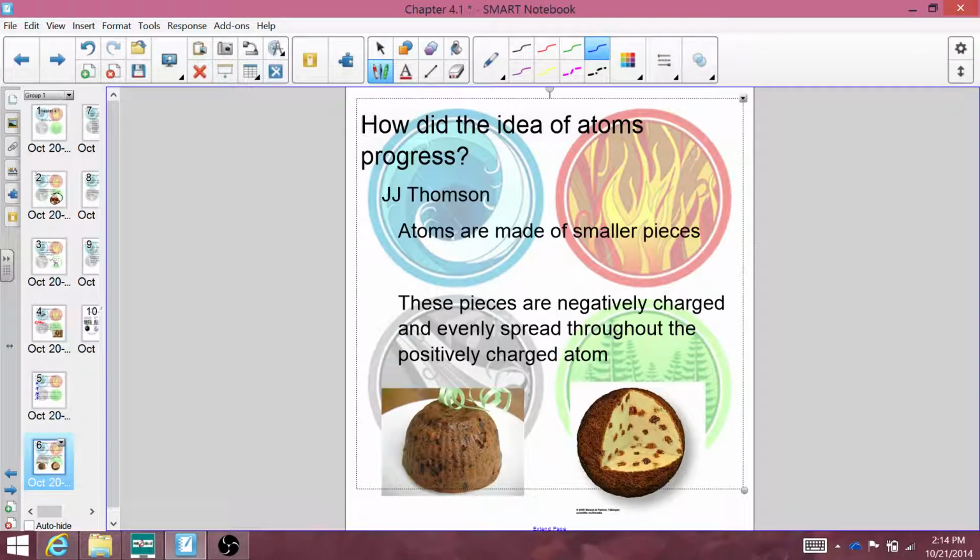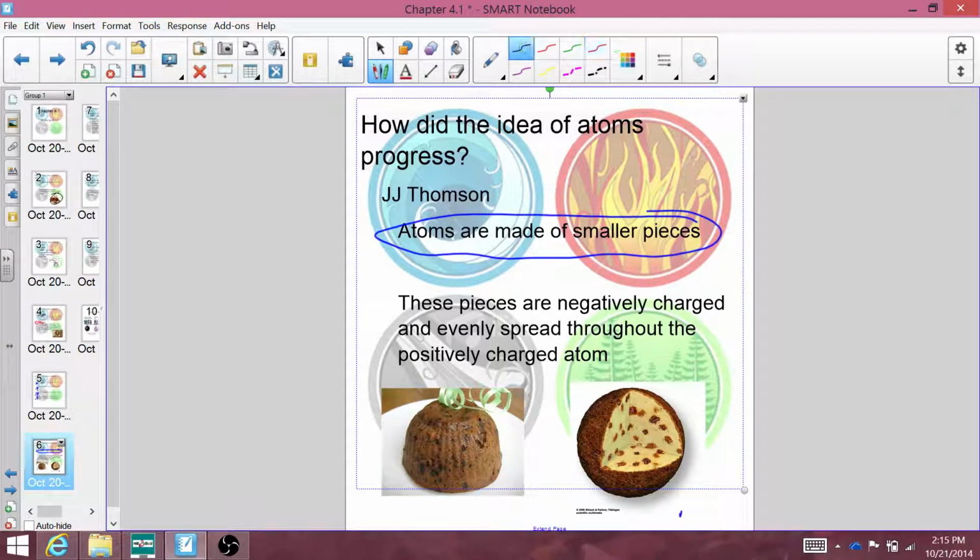Now, a little bit later, not too much later, there was a guy named J.J. Thomson. And J.J. Thomson said that, okay, yeah, I like Dalton's theory that particles make up matter, but Thomson went a step further and said that atoms themselves can actually be divided. Atoms are made of smaller pieces. And he said these different pieces inside these atoms are negatively charged, and they're evenly spread throughout the atom, which is overall positive. This is usually called the plum pudding model.